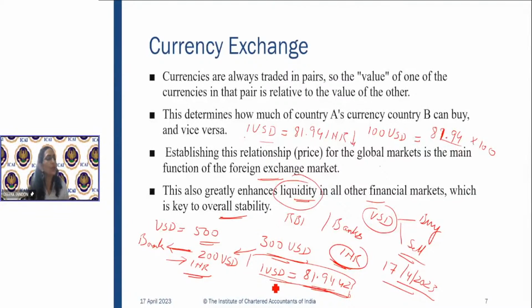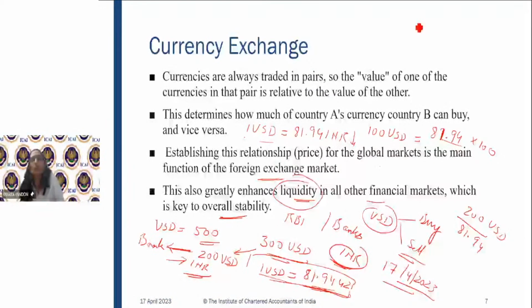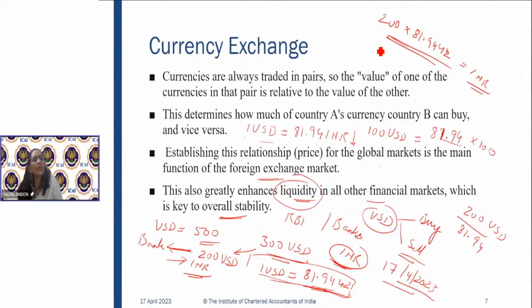So bank has to quote you rate now. So bank will say, okay, fine, I'm quoting the rate 1 USD equal to 81.94. So आपको कितना पैसा मिलेगा? 200 divided by 81.94 because ये USD में है. The bank will say that I'll give you this much amount of money. Sorry, 200 into 81.94, not division. So you will get 200 into 81.9442. At this rate, bank will give you INR. Now, if the same day your friend goes and says that I want to get $200.